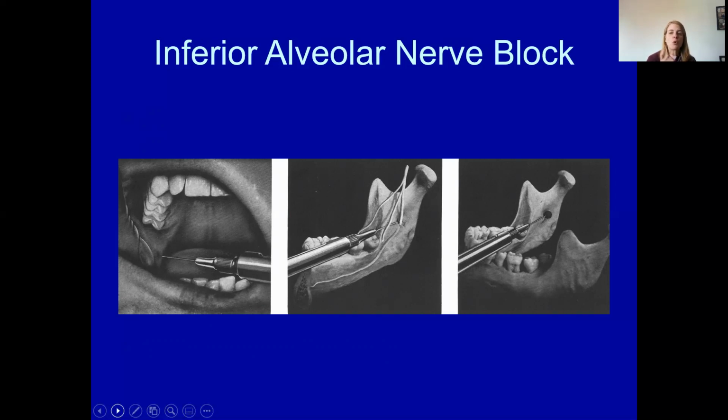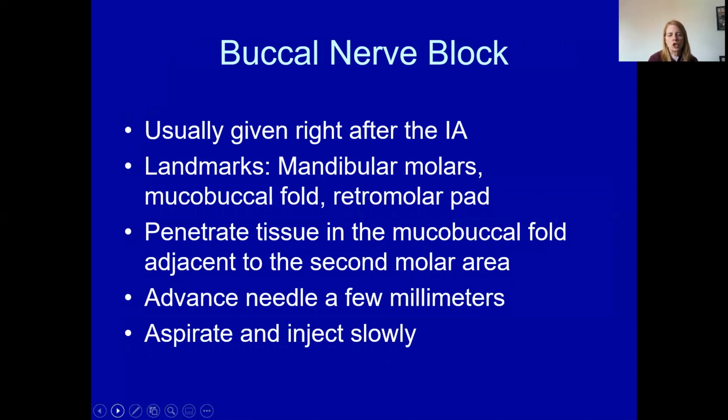With this injection, the only thing that doesn't get numb is the posterior gingiva on those molars, molar gingiva, interproximal and facial gingiva. The long buccal or the buccal nerve block is usually given right after the IA. So you give 7/8 of the cartridge for the inferior alveolar, and then you use that other 1/8 of the cartridge for the long buccal.